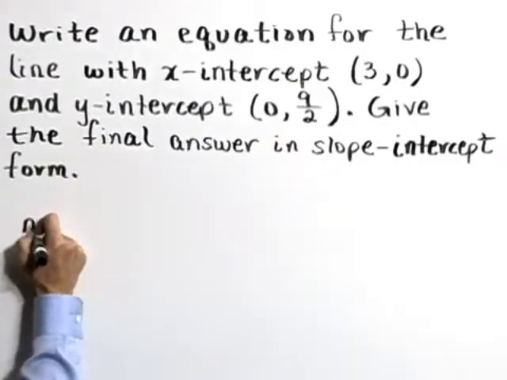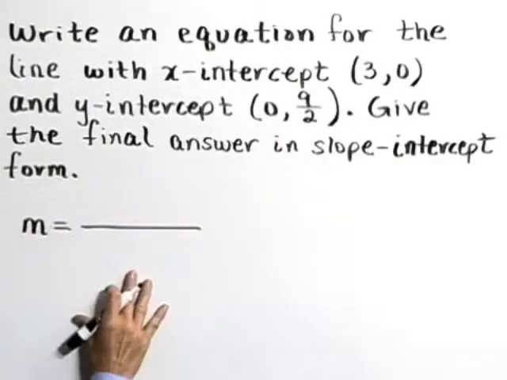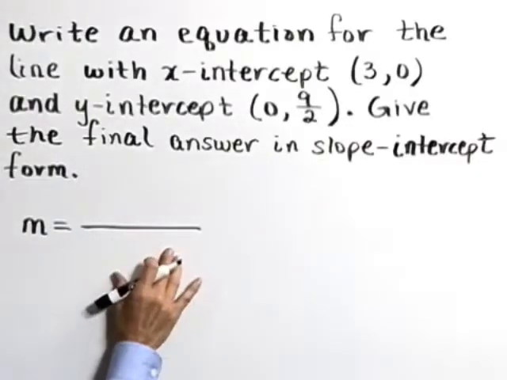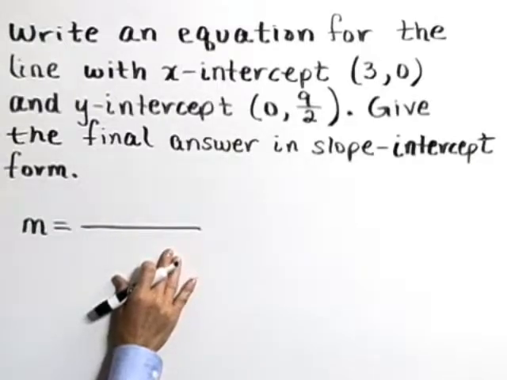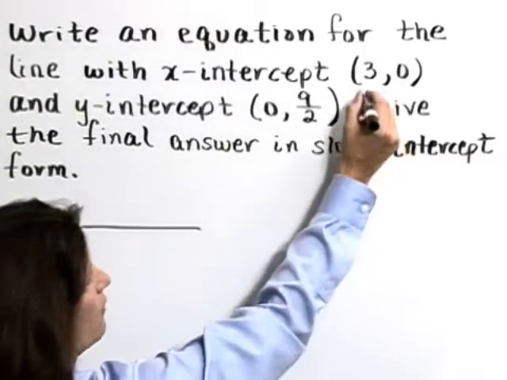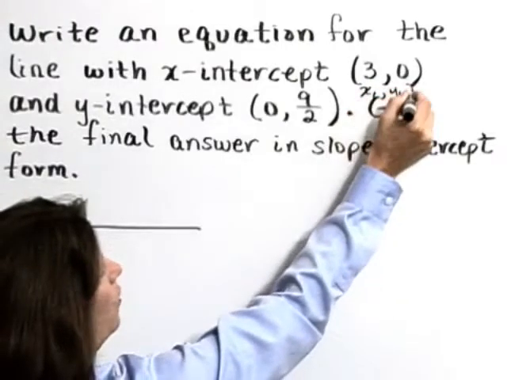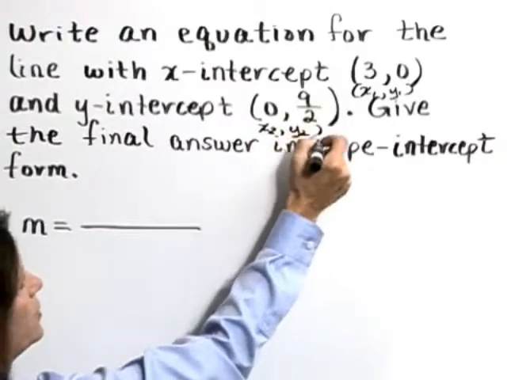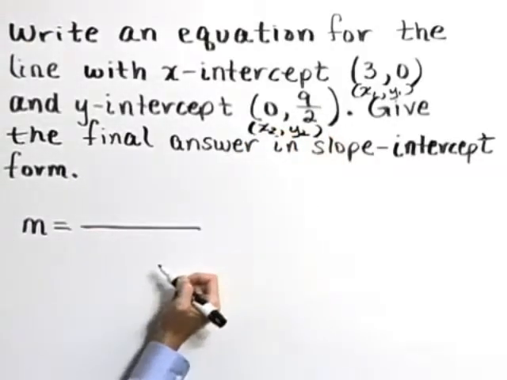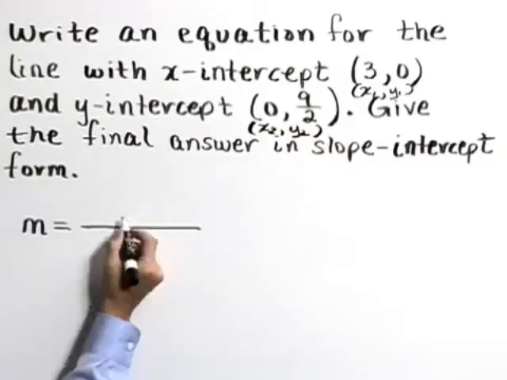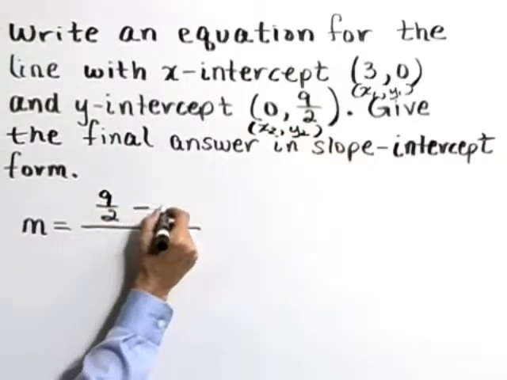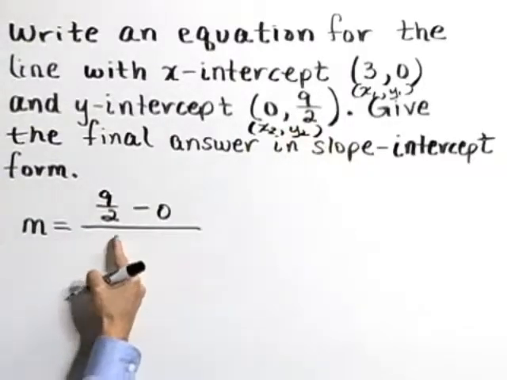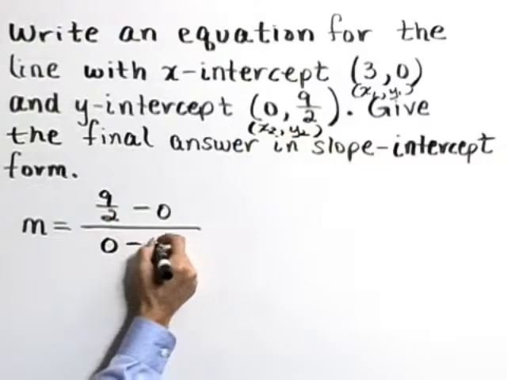The slope is the change in y over the change in x. In other words, let's subtract the y values and divide by the difference between the x values. I'm going to identify the point (3, 0) as (x1, y1), and the point (0, 9/2) as (x2, y2). Now let's subtract. In the numerator, y2 minus y1 is 9/2 minus 0. In the denominator, in the same order, x2 minus x1 is 0 minus 3.